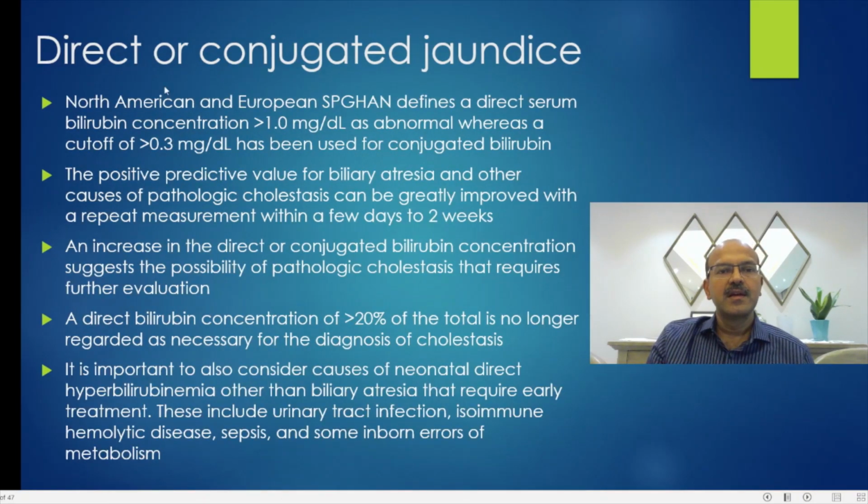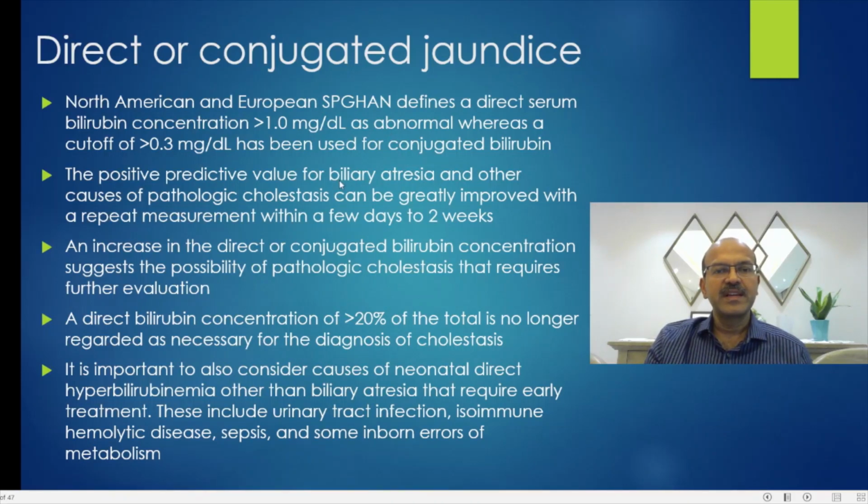The North American and European Society for Pediatric Gastroenterology, Hepatology and Nutrition defines a direct serum bilirubin more than 1 milligram percent as abnormal, whereas a cutoff of more than 0.3 has been used for conjugated bilirubin. So if you remember more than 1 for direct bilirubin, it's adequate.